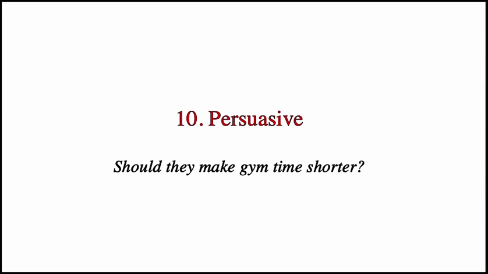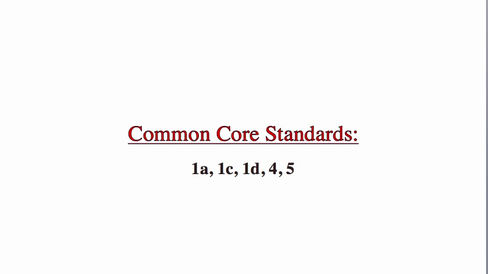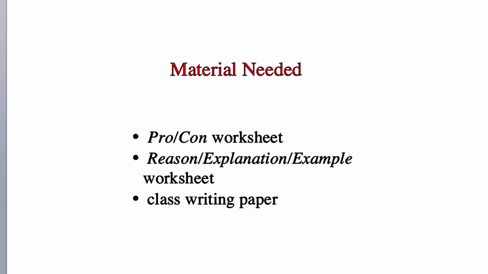A persuasive structure. Should they make gym time shorter? Common Core standards addressed: 1A, 1C, 1D, 4, 5. Time needed: 2 days of 45 minutes. Materials needed: pro-con worksheet, reason, explanation, example worksheet, class writing paper.